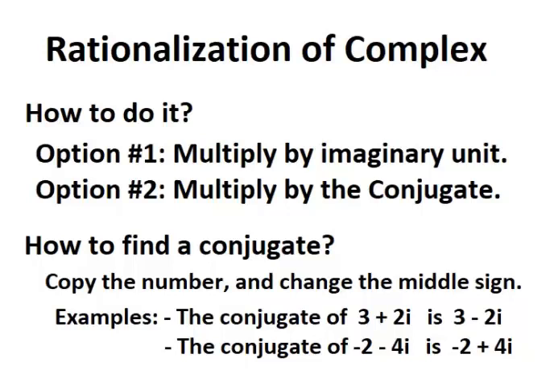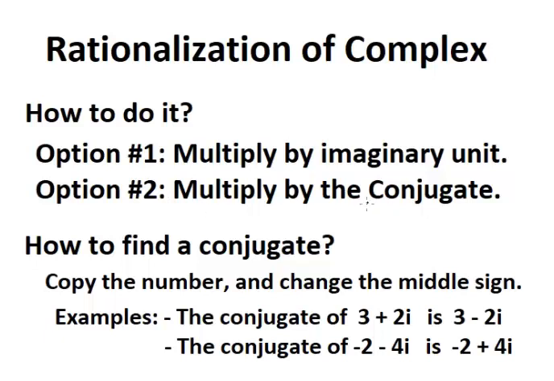Okay, we're gonna see how to rationalize complex numbers. The way to rationalize complex numbers basically is one out of two options. Option one is you multiply by the imaginary unit, or option two, you multiply by the conjugate of the number. How do we know when to use option one and when to use option two? We use option one only when there is one single term on the denominator, and we use option two when we have a complete complex number of two terms in the denominator.